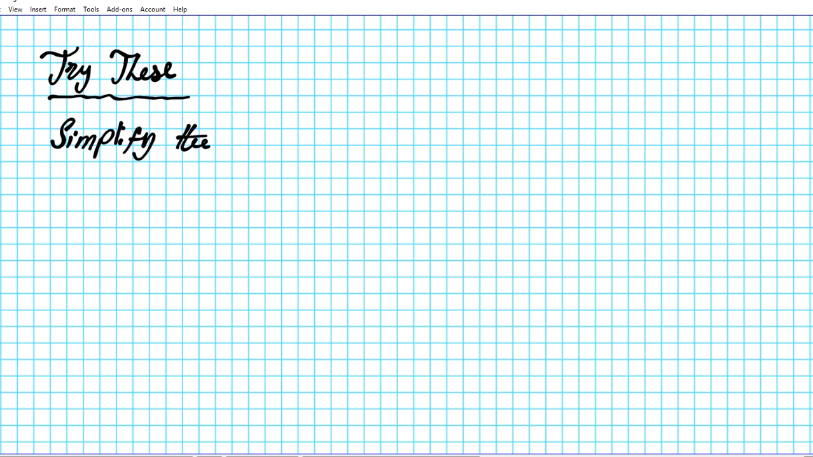So how well did you master the examples that we just went over? To demonstrate mastery, we'd like you to try out these problems. Instructions are the same. You're to simplify the given radical expressions. So let's try out these problems.